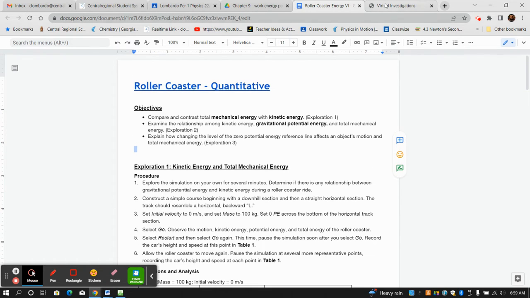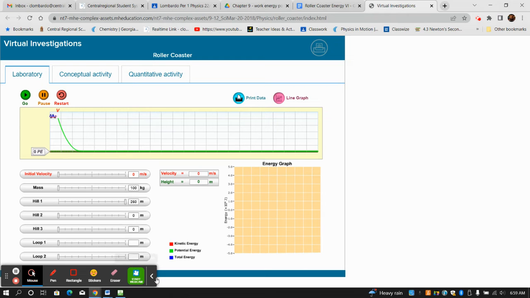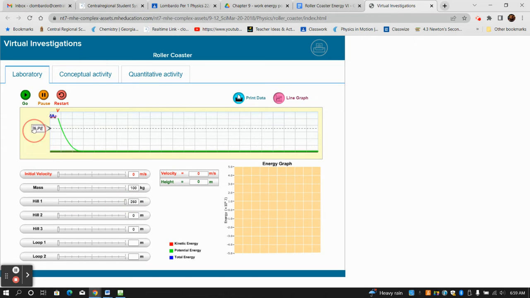So when you click on the link, it takes you to the virtual investigations. With this, we have red for kinetic, green for potential, and blue for total energy, which is our mechanical energy. So let's see, if we restart, we can change the height of the hill. We can change the initial velocity. We can say that right up here, that's not zero potential energy. Zero potential energy is going to be all the way down to the bottom.